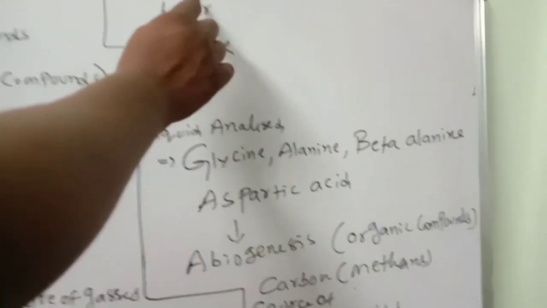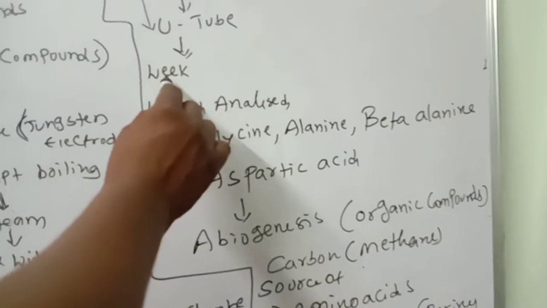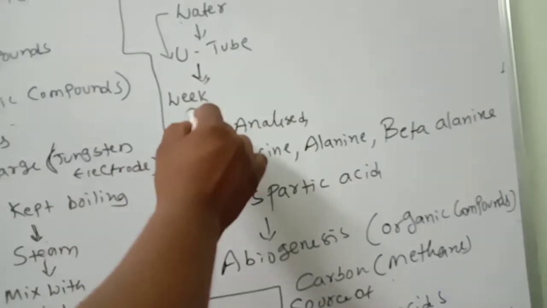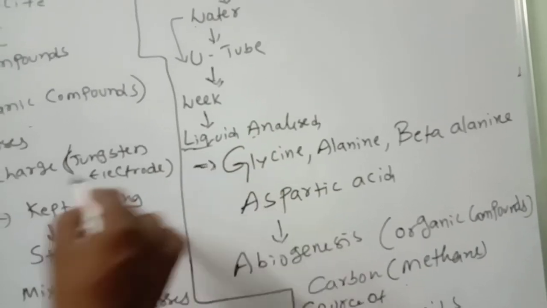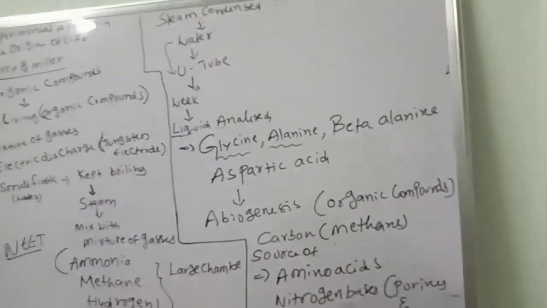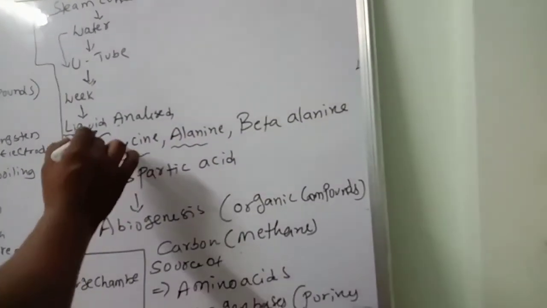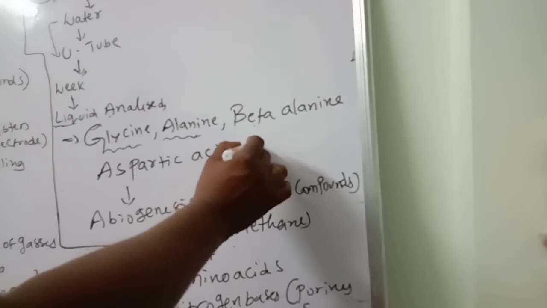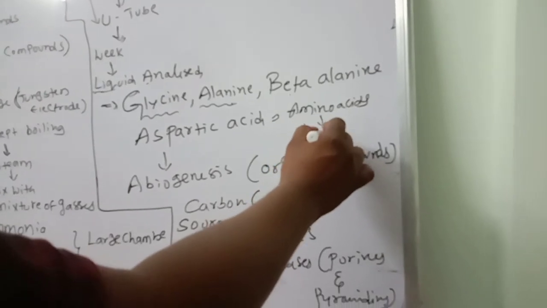Then the steam condensed, water formed, and that water entered the U-tube. For one week the water and the mixture of gases were mixed together, and after one week he analyzed that liquid, that solution. In that liquid, what did Urey and Miller identify? The formation of amino acids. I will draw the picture and explain later, but you should remember this information: glycine, alanine, beta alanine, aspartic acid. These are the most important amino acids, and these amino acids combined together, as you know very well, will form proteins.